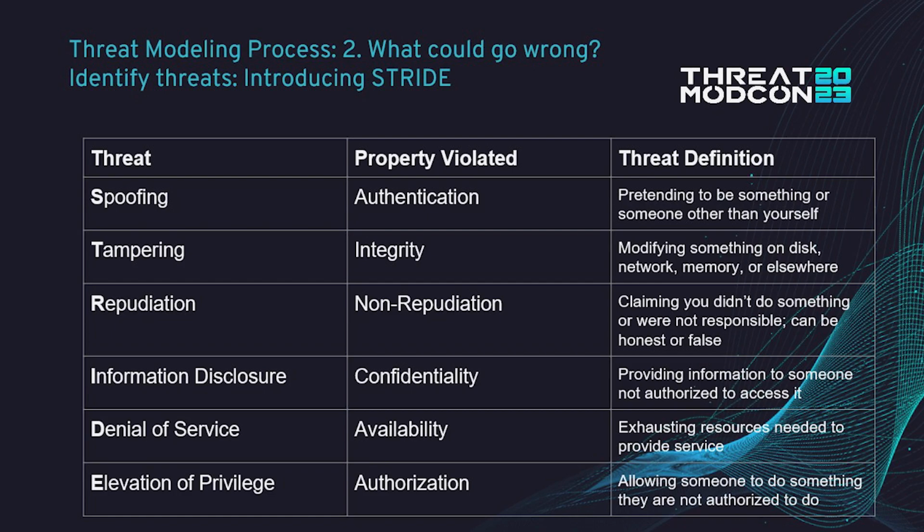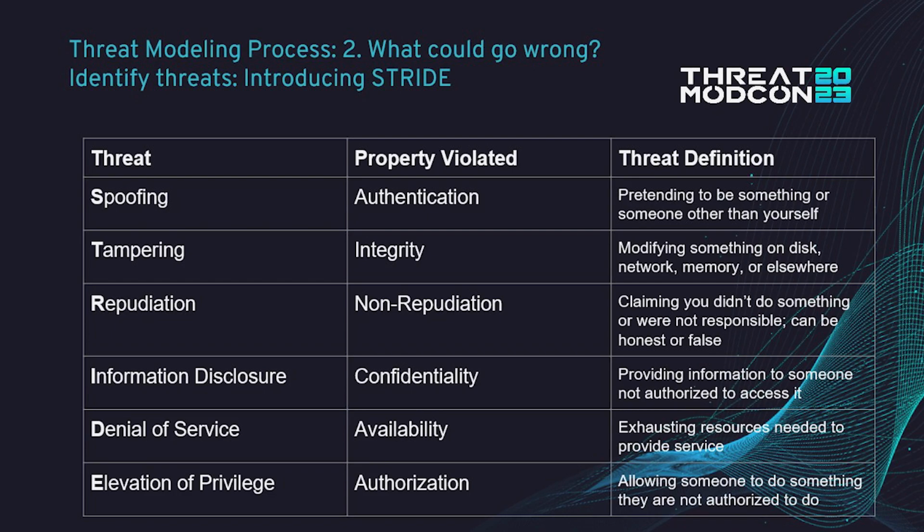Information disclosure is providing information to someone who shouldn't be seeing it. They're not authorized to see it. So that's, again, confidentiality is what we want. Denial of service, exhausting resources that are needed to provide service. And that could be not just an attack against the system, but also the things that we rely on, the databases, the other services. If they're down, how does that impact our business and our services?